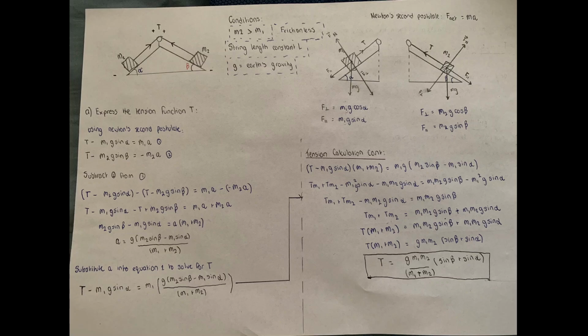Onto the third row now, we have T M1 plus T M2 minus M1 M2 G sine alpha is equal to M1 M2 G sine beta. Now, let's move the M1 M2 G sine alpha to the other side. We're left with T M1 plus T M2 is equal to M1 M2 G sine beta plus M1 M2 G sine alpha.